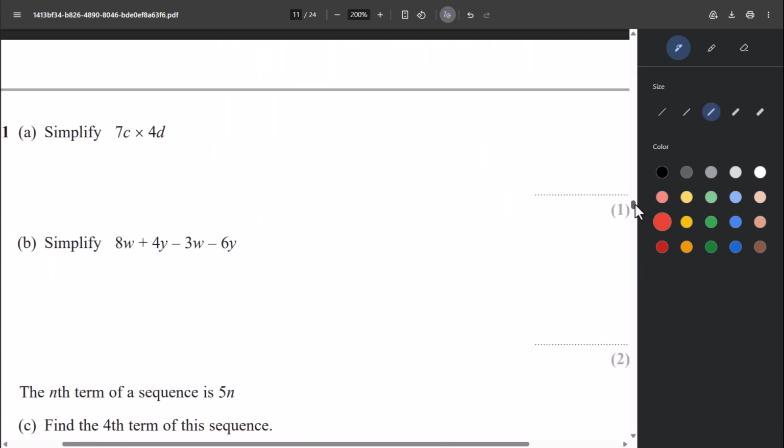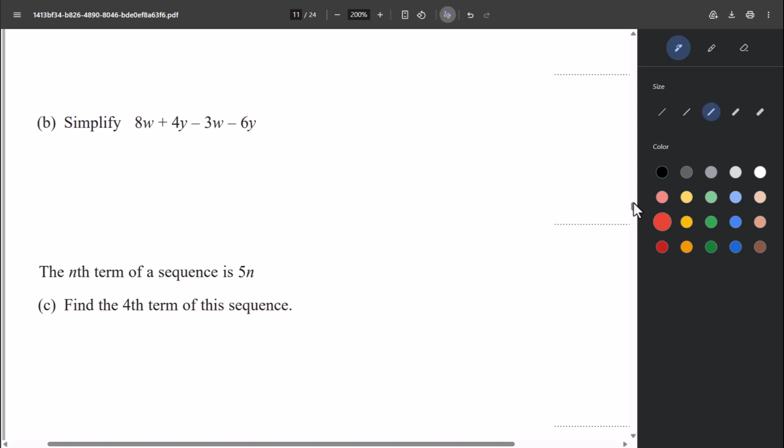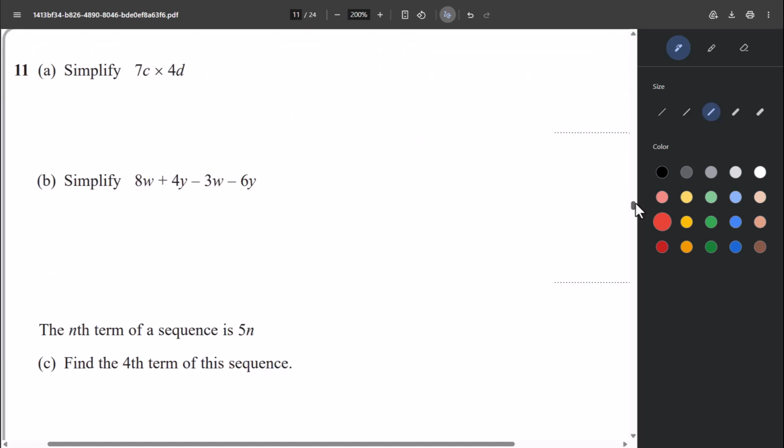And now we come to number 11. 11 says we need to simplify this. So again, I need to show my working. So this is 7 times 4 and C times D, and of course 7 times 4 is 28, and C times D is CD. So the result here is 28CD.